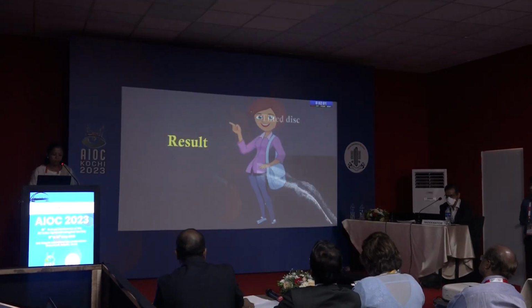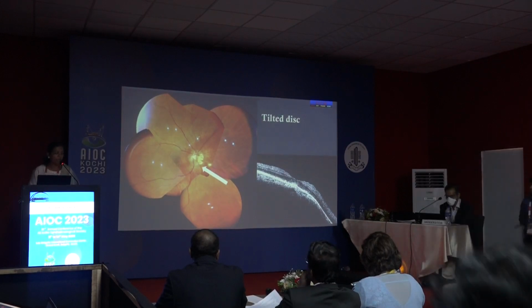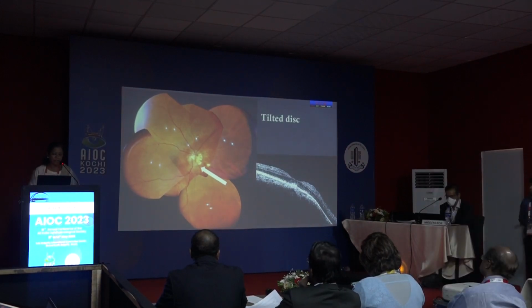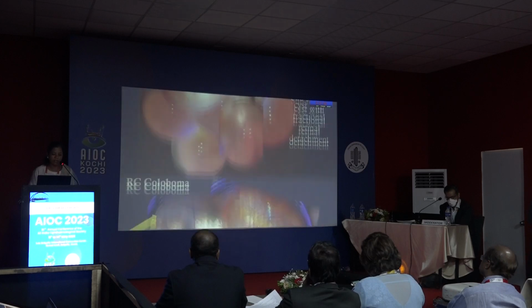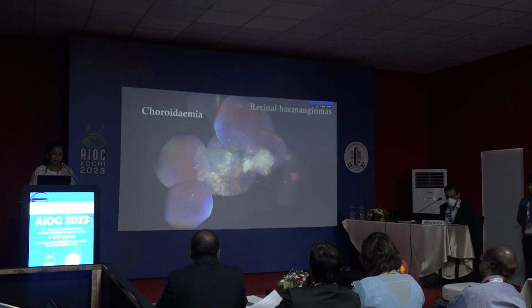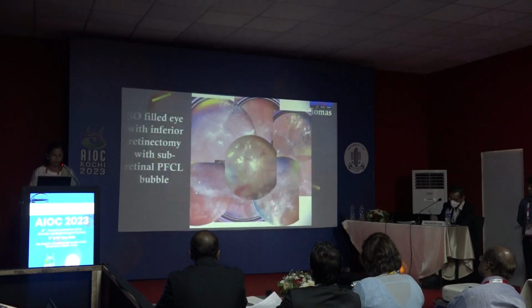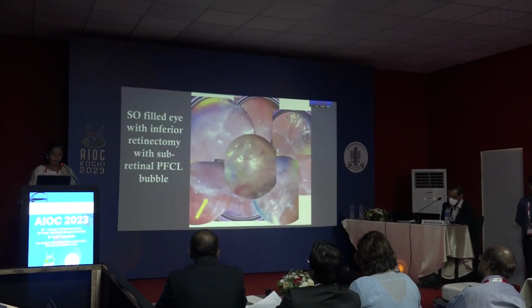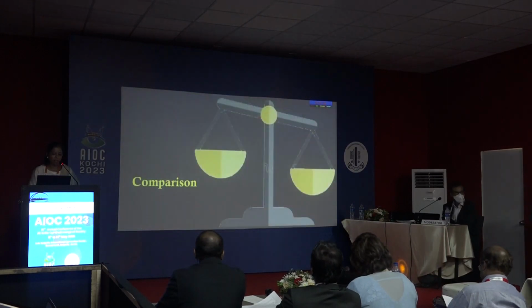Results. This is a montage of a tilted optic disc where we can see an ultra-wide and high resolution picture. A subretinal lens with traction retinal detachment where the scars can be clearly seen. RC coloboma with intercalary membrane. A montage of choroideremia. A montage of retinal hemangiomas where four foci can be clearly seen. A silicone oil filled eye with inferior retinectomy, and a PFCL bubble can be clearly seen. A montage of viral retinitis with macular star.